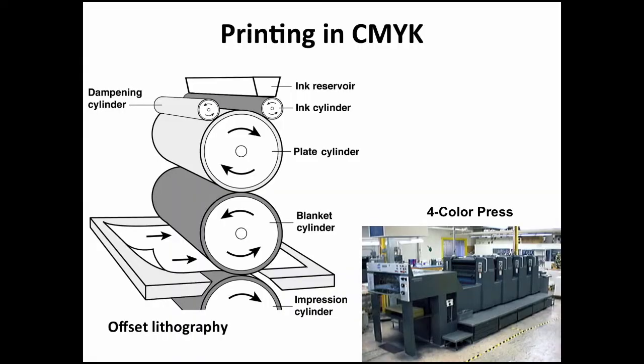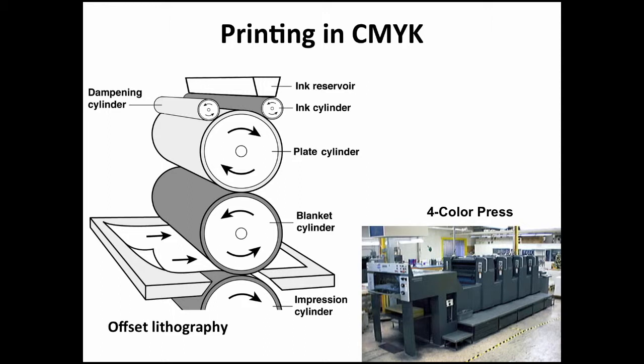Here's a little bit more detail about how the printing process actually works. Printing ink is a very thick liquid. It is poured into an ink reservoir, and from the ink reservoir, the ink is transferred onto something called an ink cylinder. The ink cylinder, in turn, transfers the ink onto something called a plate cylinder. The plates that are responsible for printing the image are wrapped around the plate cylinder, and as the plate cylinder rotates, it picks up ink from the ink cylinder.